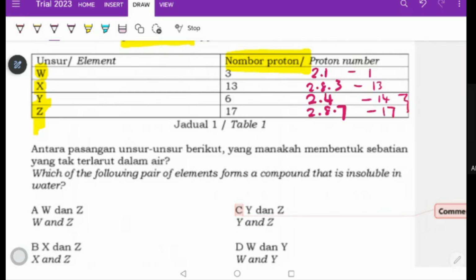So these two are non-metal. These two are metal. So let's see which of the following pairs form a compound that is insoluble in water. Class, insoluble in water refers to what type of compound? Ionic? Covalent. Okay, so covalent compound. Which one will form a covalent compound?